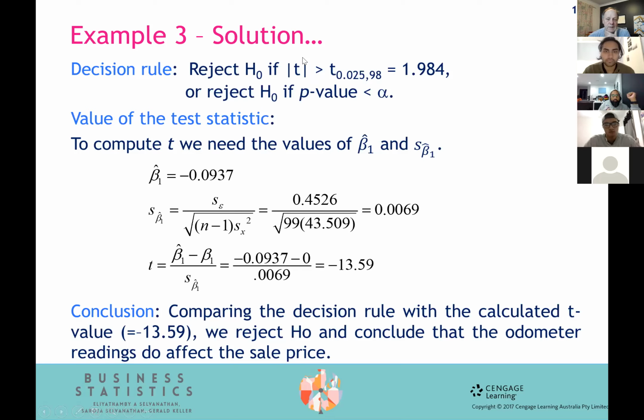Can you see the absolute value of t? What is the absolute value of a number? If it's negative, it's positive. So that's what these two lines mean, the absolute value. So this becomes 13.59, and it is bigger than 1.984. So therefore we reject it. Do you understand how this works? Mm-hmm. And you should see it on your data there.